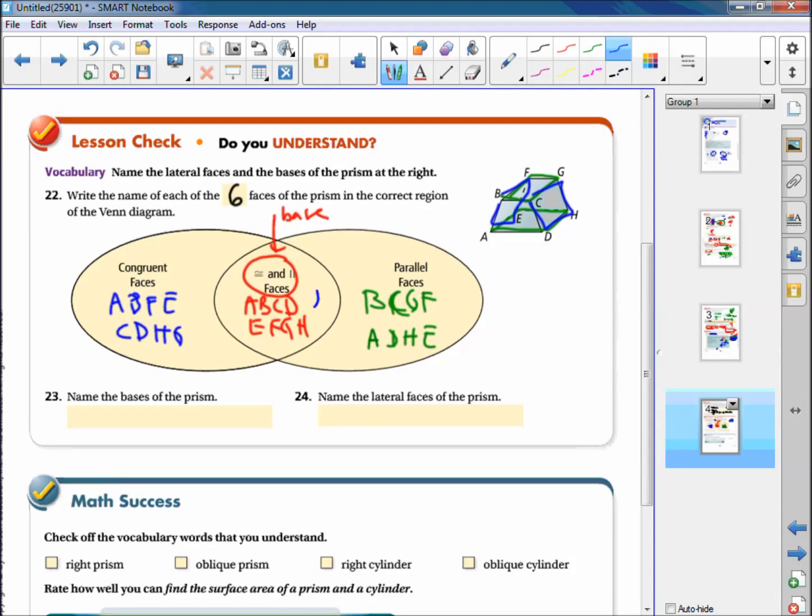Okay. So name the bases of the prism. Our bases are going to be these 2 in the middle here. So A, B, C, D, and E, F, G, H. Those are our trapezoidal bases.